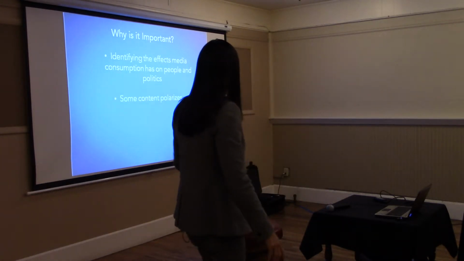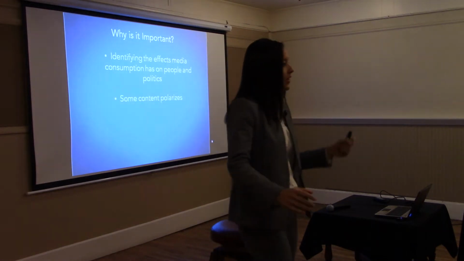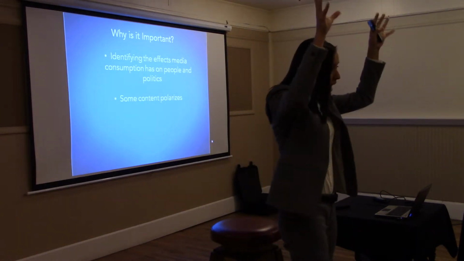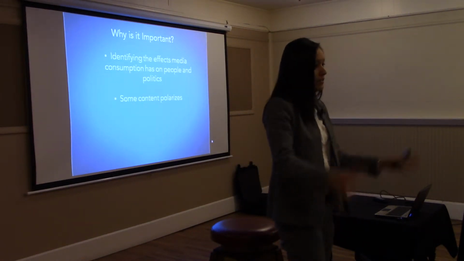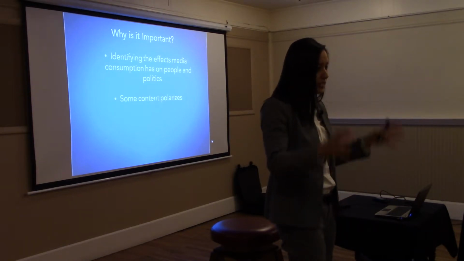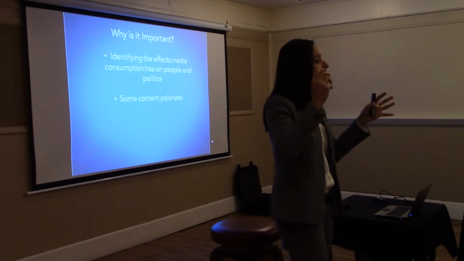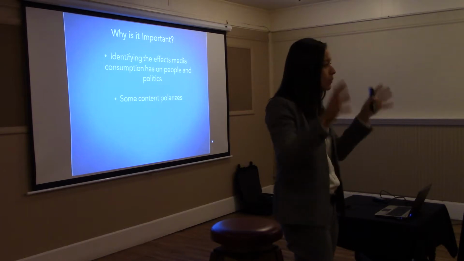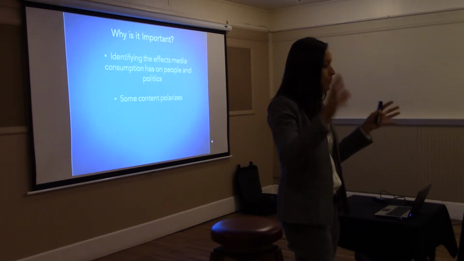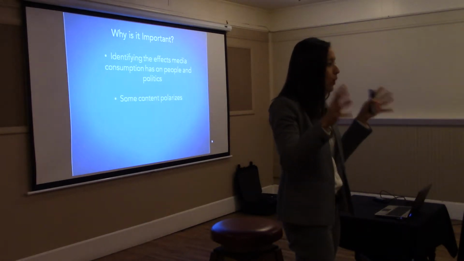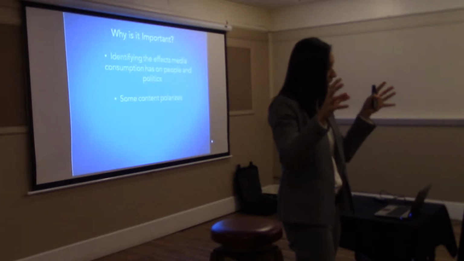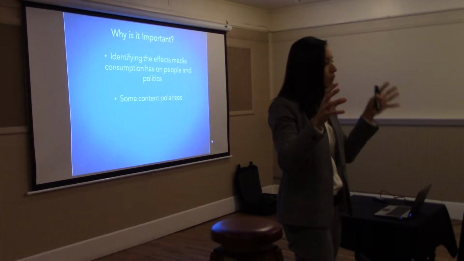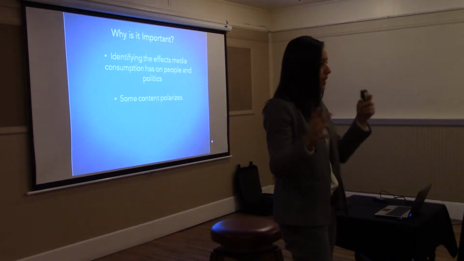So for example, some content polarizes. There are sections on the chart, the hyperpartisan right and left. You would know this anecdotally just from your own experience, that people who tend to read and watch those in the hyperpartisan right and left columns are polarized. They have a hard time getting along with folks who read the other stuff.